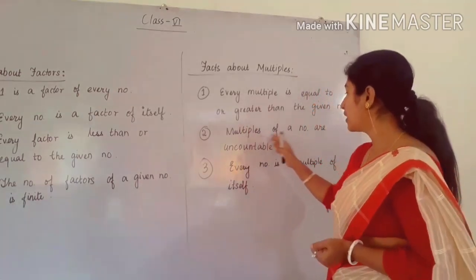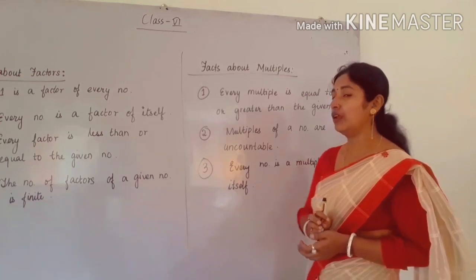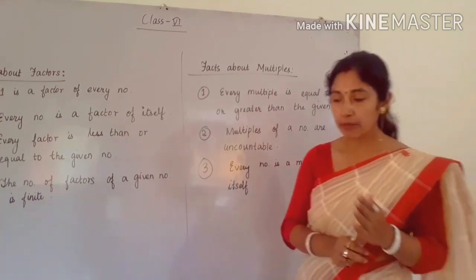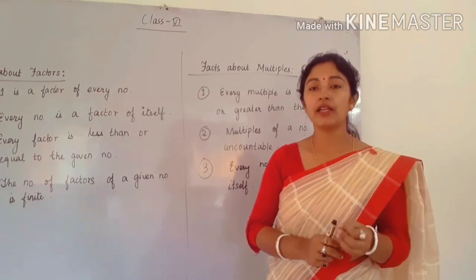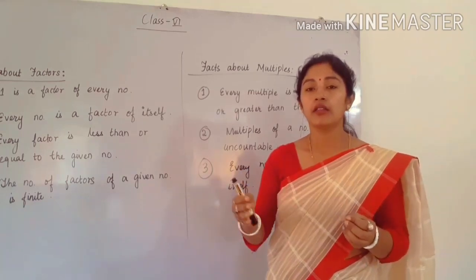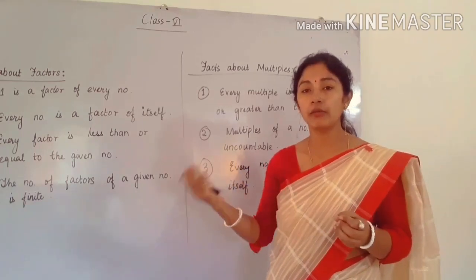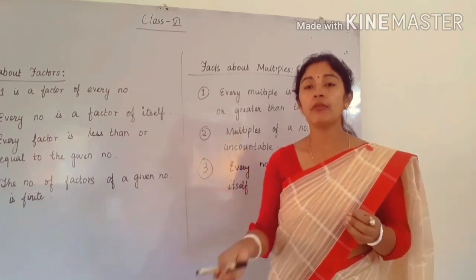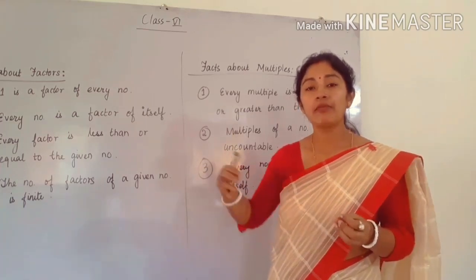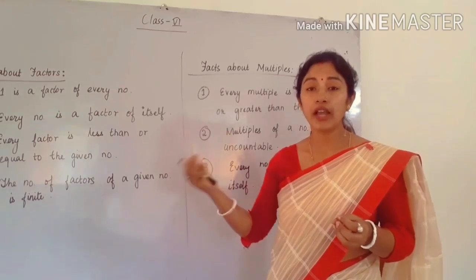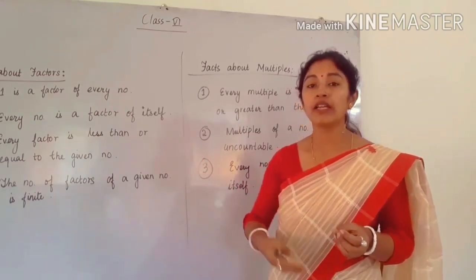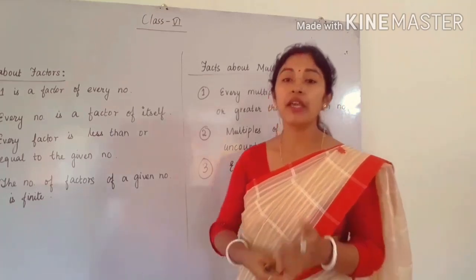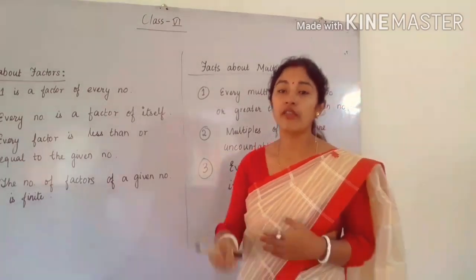Number 2 point is multiples of a number are uncountable. For example, if I take any number, suppose 7, when we multiply 7 with any number, I will get many numbers as the product. So what is a product? Product is called a multiple. By that way I will get many multiples of 7.